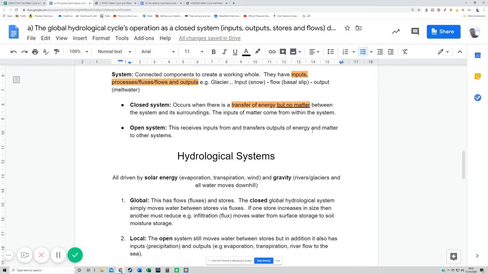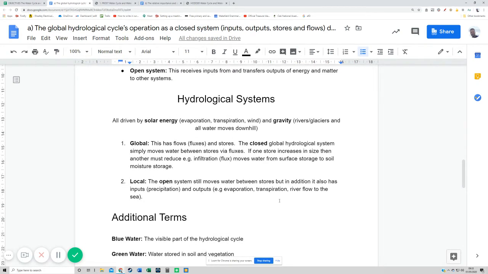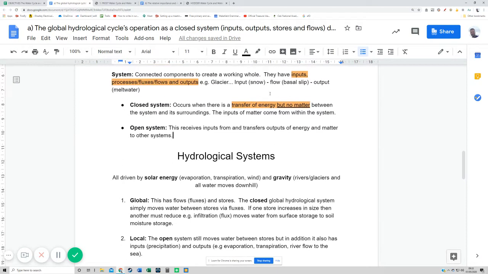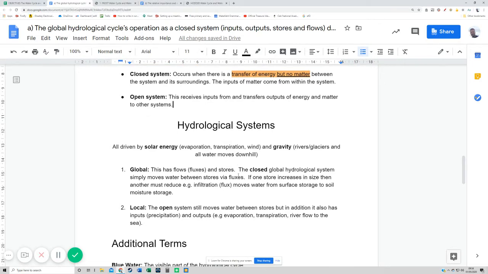We're not increasing how much water there is. There's no input of water, but nor is there any outputs. Whereas the open system, a local drainage basin, it will have inputs of water from elsewhere, and it will also lose water to elsewhere. But both have energy coming in and out too. So a hydrological system is all driven by solar energy. So the globe receives solar energy. So that's the energy transfer in.